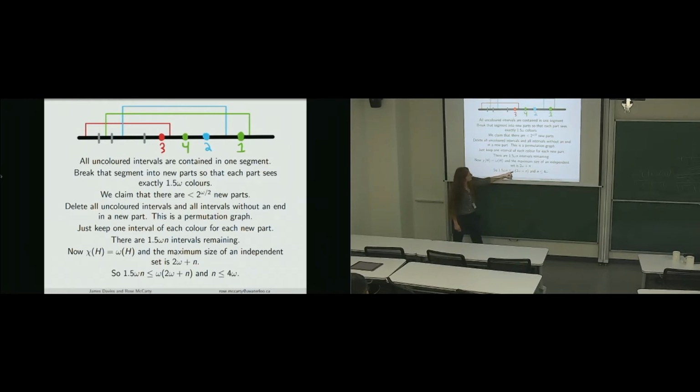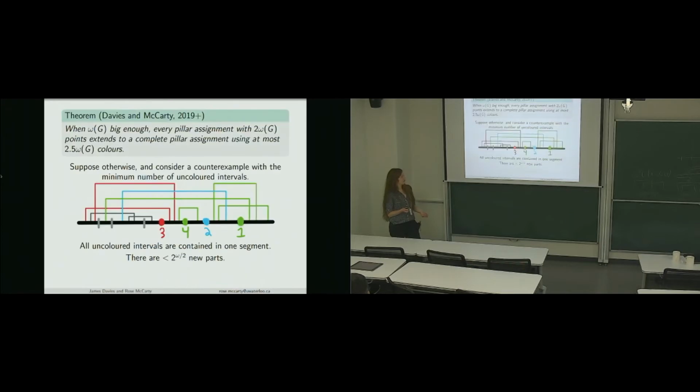And then you cancel out the omegas and subtract n to get that n is at most 4 omega, and the only reason that we're using omega is large enough is because 4 omega has to be less than 2 to the omega over 2. So we're really not using very much there. So there are less than 2 to the omega over 2 new parts.